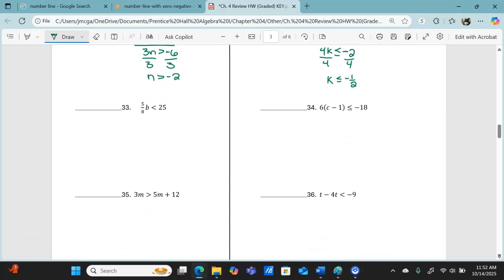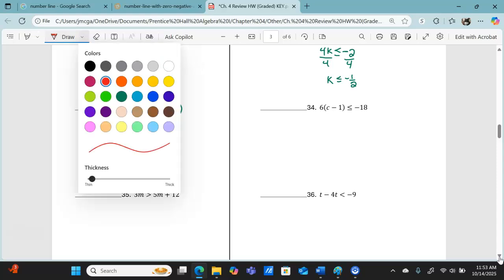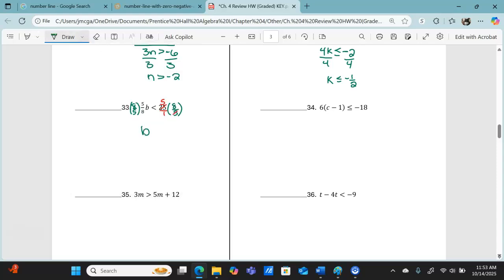Moving down, number 33, we're going to multiply by 8/5. On the left, everything will cancel. On the right, the 5 will go into the 25 5 times. And so we will end up with b is less than 40. And we are not graphing that.